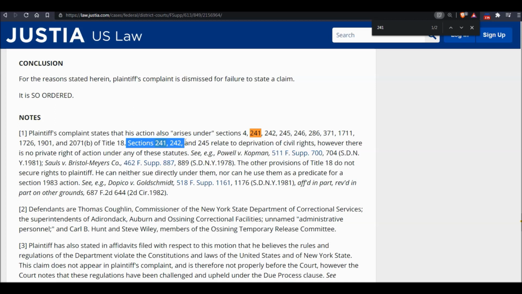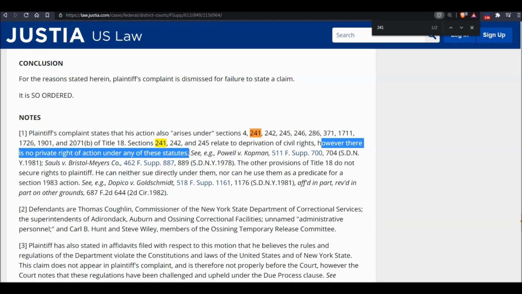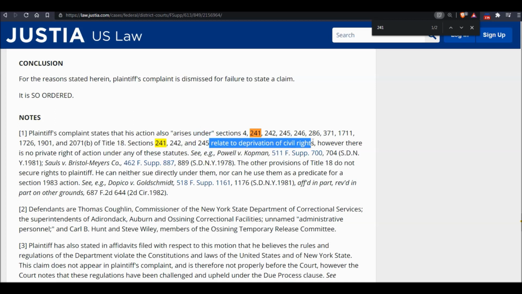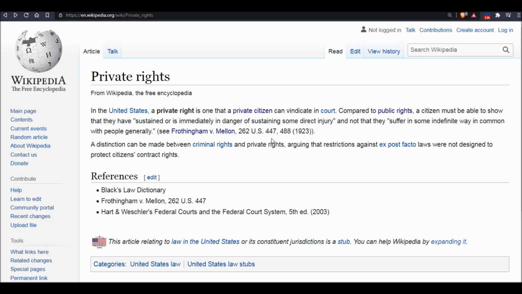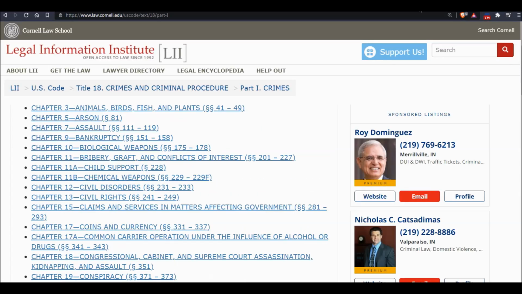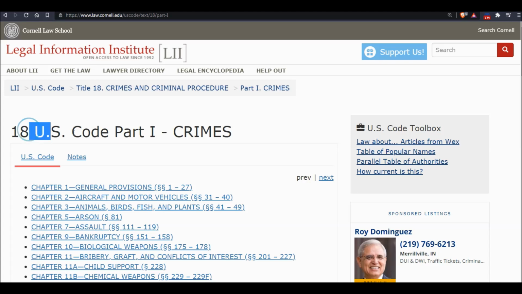Title 18, Sections 241 and 242 relate to deprivation of civil rights. However, there is no private right of action under any of these statutes. Meaning this civil rights statute does not afford a private right of action. The civil right that people speak of is under 18 U.S.C.